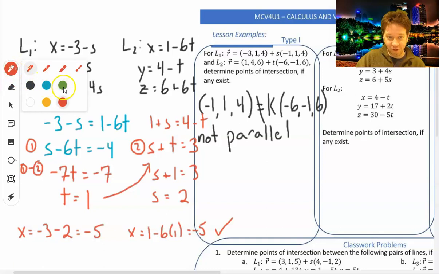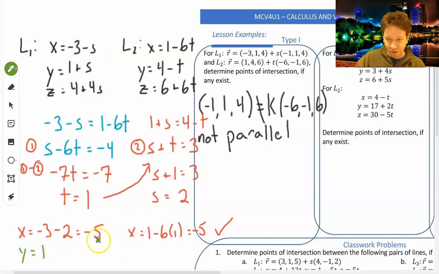And we can check our work for our y's as well. And so here we have 1 plus s, where s is 2. So 1 plus 2 equals 3. And do a check here as well. So y equals 4 minus t, where t is 1. There you go. It works.